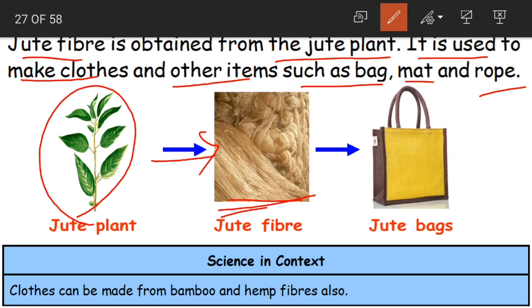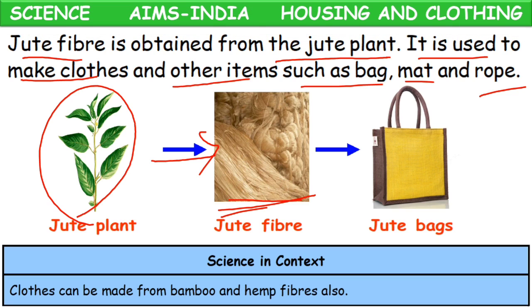Okay children, in earlier days jute bags and ropes were very famous. Nowadays we are using jute in making clothes also, and mats also. Even every object of jute is becoming famous, because they are user friendly and environmentally very good, saving the environment from pollution. Clear children? So this is the jute bag.